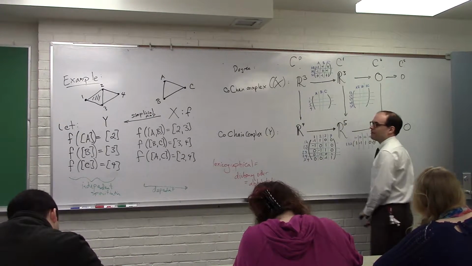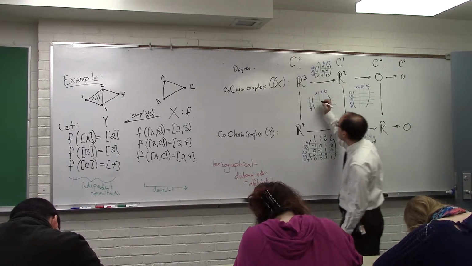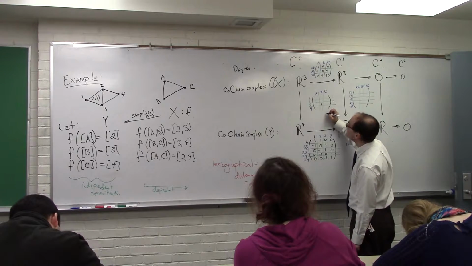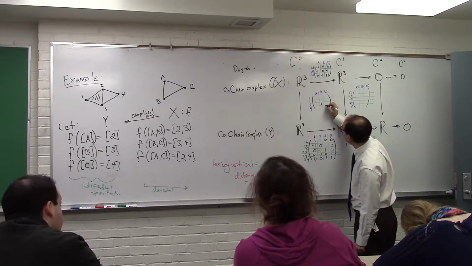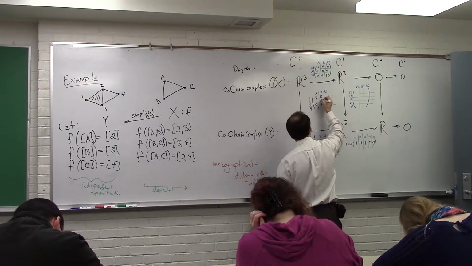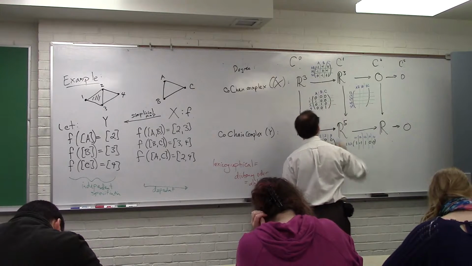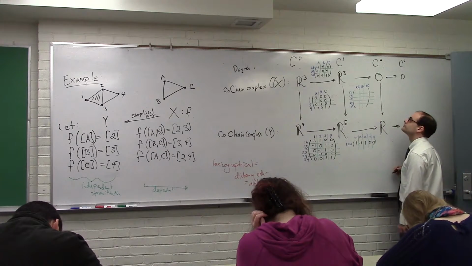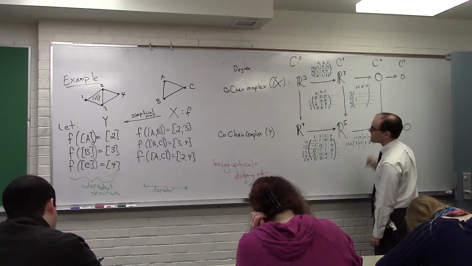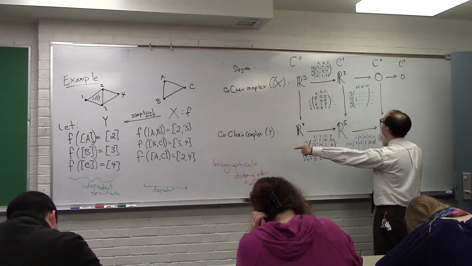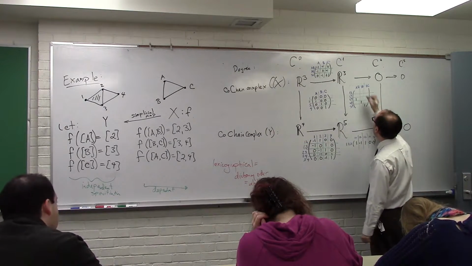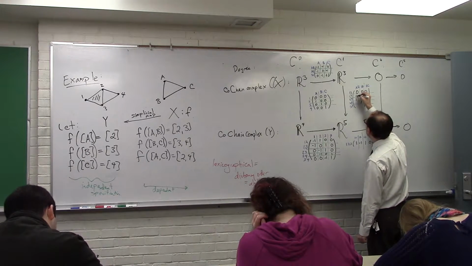So, where does A get mapped? To 2. Where does B get mapped? 3. And where does C get mapped? 4. And zeros everywhere else. Okay? Now what about over here? Where does AB get mapped? 2, 3. Where does AC get mapped? 2, 4. And where does BC get mapped? 3, 4. Aha! And zeros everywhere else.